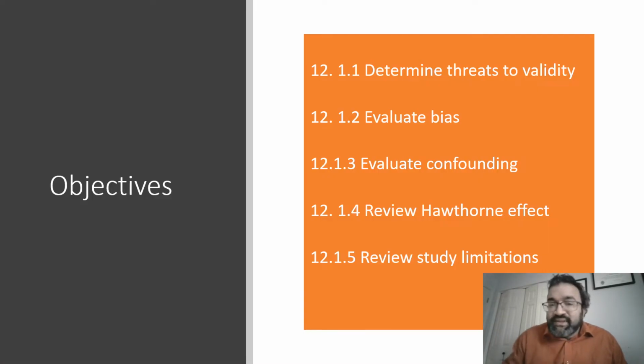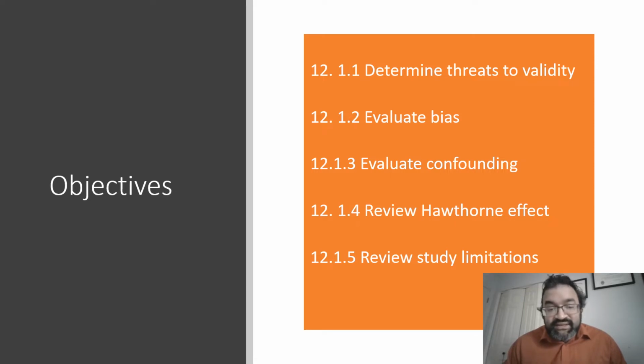So some of the objectives involve understanding the source of biases. When you're looking to interpret a study and look for the measure of association, you have a number of biases that you have to reconsider. One is to determine threats to validity.